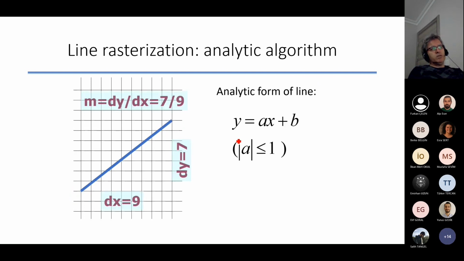So what you do here, for example, is you take your M. M is your analytic form of your line, and you know that it is less than 1. You take this part, you know the dx, you know the dy, the number of pixels in the X direction to move and the number of pixels in the Y direction to move. And when you do this division, you know that this is 7 to 9.